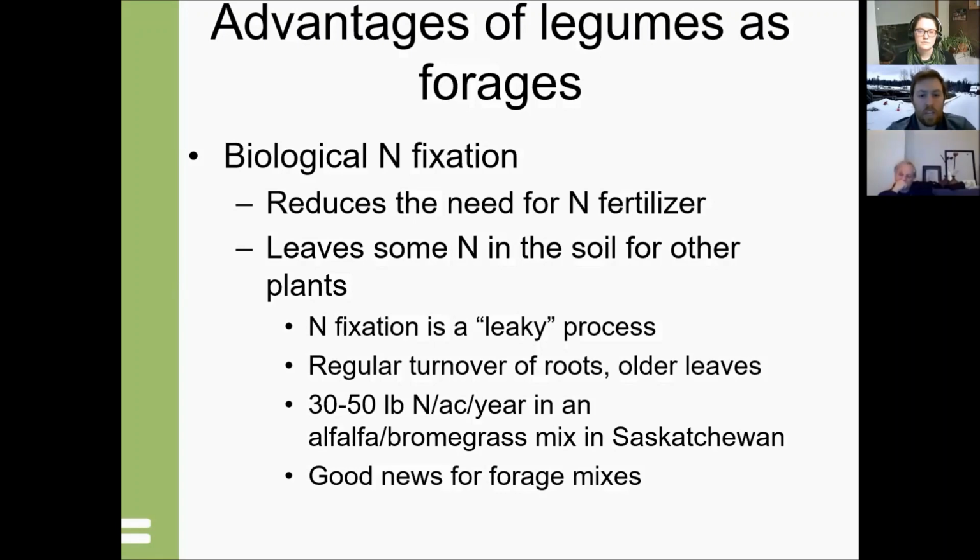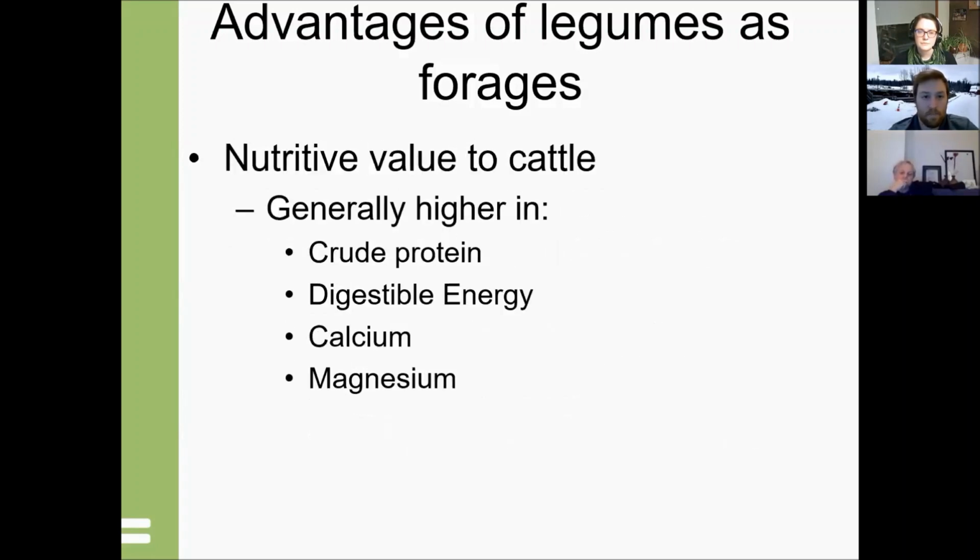So in one study in Saskatchewan, there is an alfalfa brome grass mix that they found provided about 30 to 50 pounds of nitrogen per acre per year. So with some of the rates that are being applied in the interior, not much supplemental nitrogen may be needed. So good news for our mixes there.